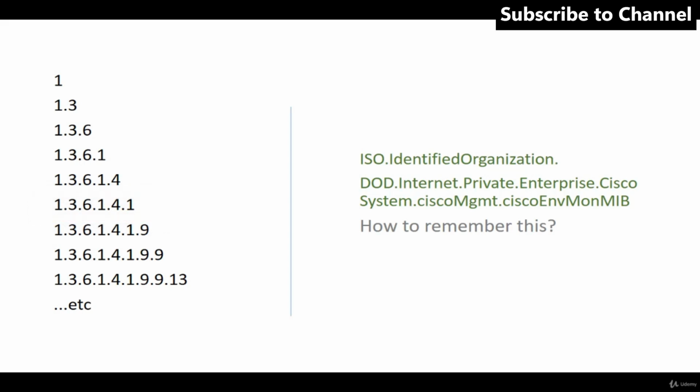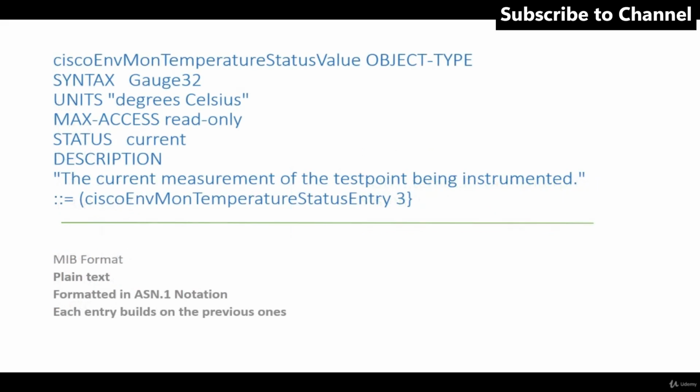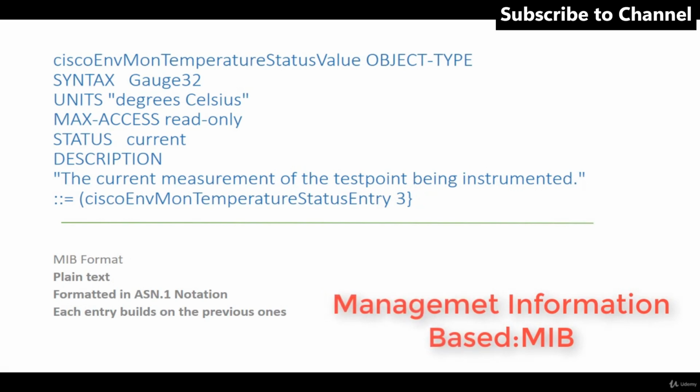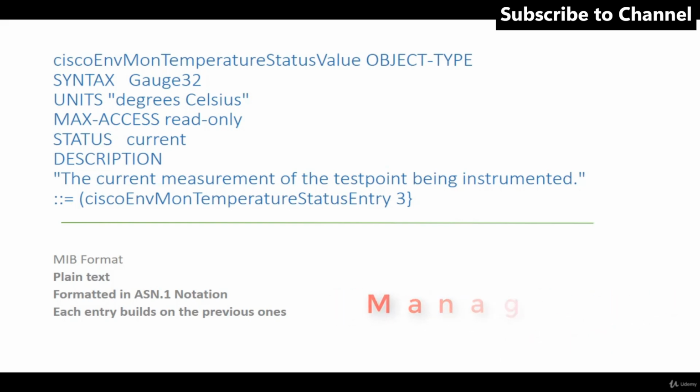Now obviously that's a lot of numbers to remember. You might be asking, how can I be expected to remember all of these numbers? Actually, you're not. That's where the management information base comes in. MIBs are basically plain text files that tell a network management system what all the different OIDs inside that MIB are for, how to use them, and what format they're in.